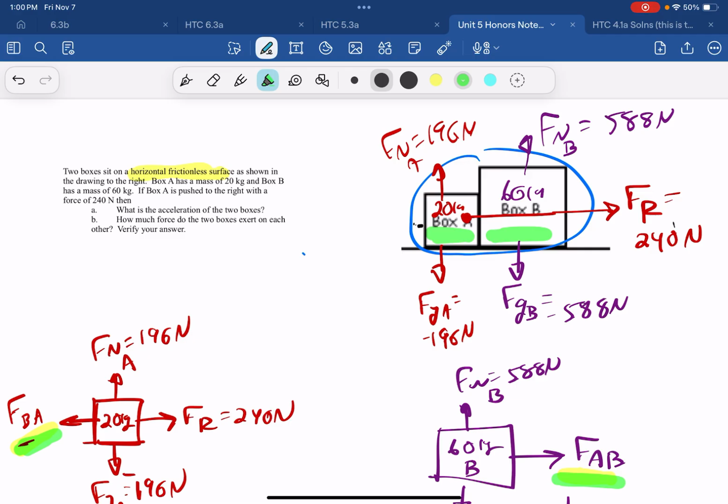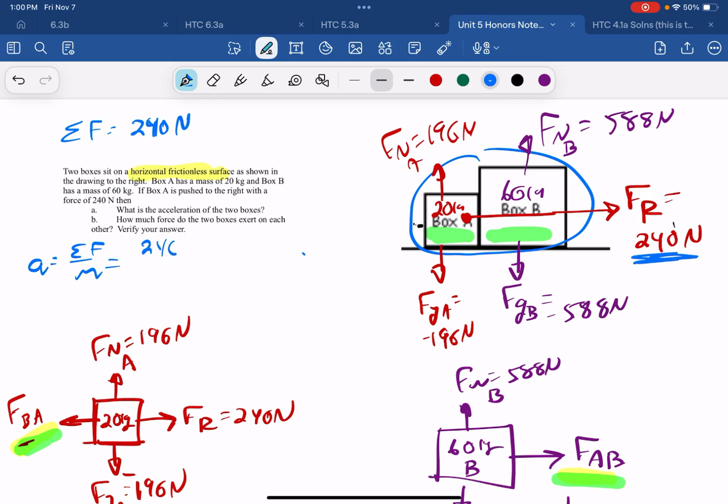And what I'll notice is for this two-object system, I know my net force. So for my two-object system, my net force is just the 240 newtons from Roy, because this is the only force that doesn't cancel. So now I can find my acceleration, because acceleration is net force over mass. I've got a net force of 240 newtons, moving a total of 80 kilograms. And so that makes my acceleration 3 meters per second squared. So there we go. That's question A. That's the acceleration of the two boxes.